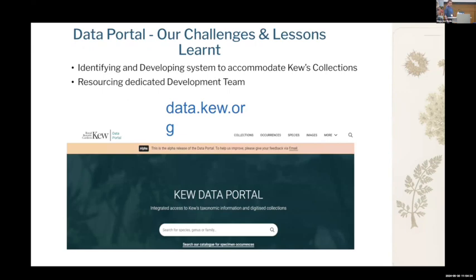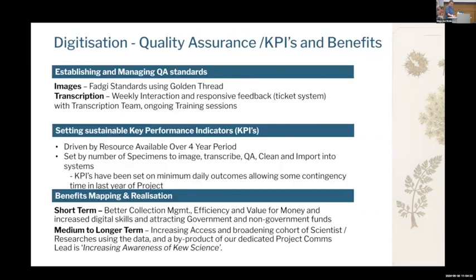Key lesson there, just ensure you've got a good development team to accommodate the collections and support them. Okay. All right. So KPIs, benefits, images.